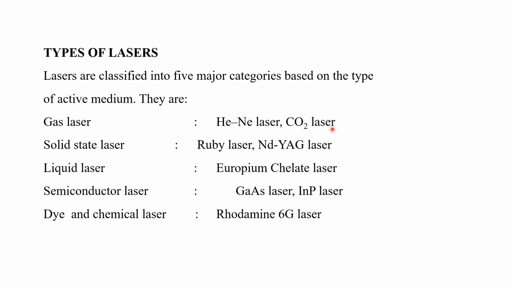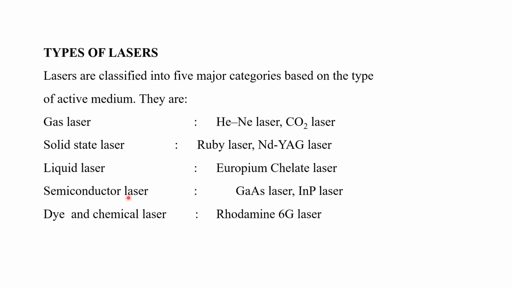And in the carbon dioxide laser, CO2 and a mixture of gases are used as an active medium. Next is a solid state laser. Examples are UV laser, NDR laser. So solid type of material will be used as an active medium. Next comes this liquid laser, europium silate laser. So active medium will be a liquid medium.